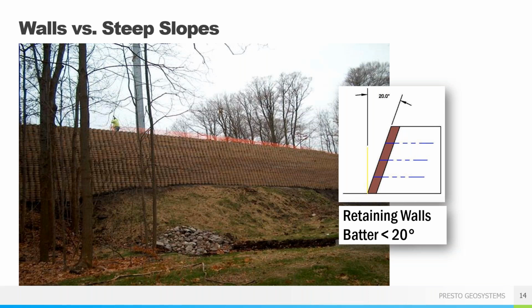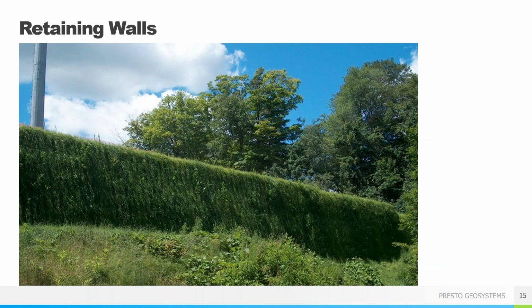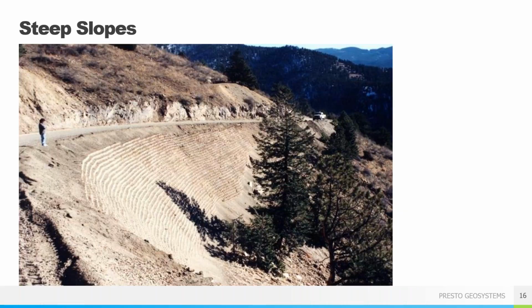So there really is no limit on how high we can go with a reinforced wall or reinforced slopes. So here you can see when the wall is fully vegetated, it really does blend in nicely with its surroundings. Like I said, we can do different types of infill here, aggregate or concrete, depending on what type of erosive forces.